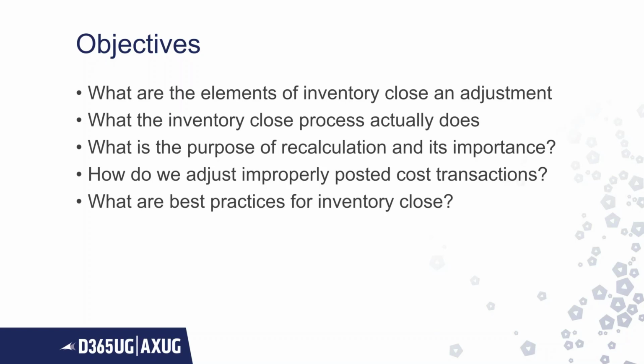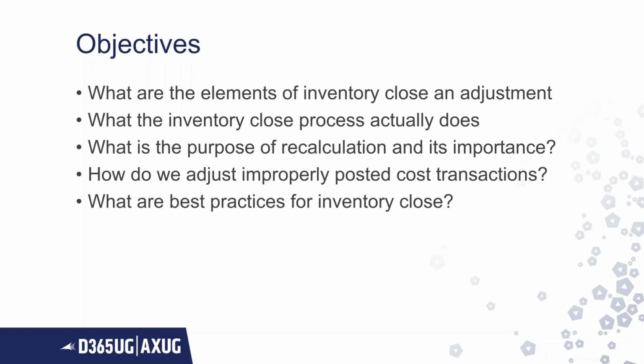So what we're going to cover today is what the elements of inventory close and adjustments are. That means what are the associated pieces within this group, because there's the close, there's the recalculation, and there are adjustments. Those are the three major things that happen in this area of the product. Then we're going to say, what does it do? What does the close process do? Why do they run it? What's its importance to me?